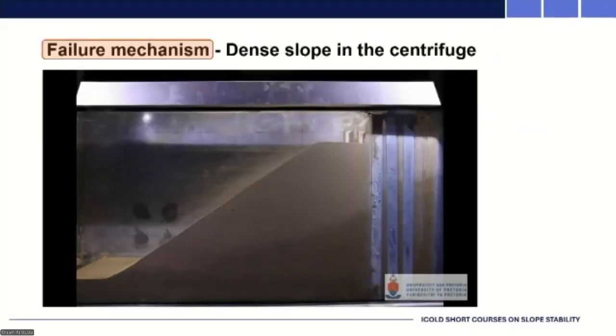What I want to do then is to look at, I just want to stop this for a second. If we now know the stress state in the ground, there's another important factor, and that is the state parameter. How does that affect the way in which a slope can fail?